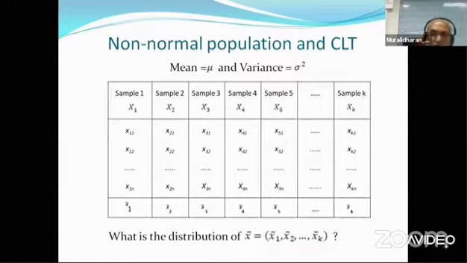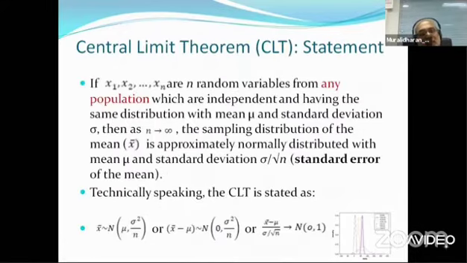So you can also reframe the sentence as: suppose x1 bar, x2 bar, up to xk bar are k independent random samples from any population. That way also you can interpret this theorem. So there is no problem.